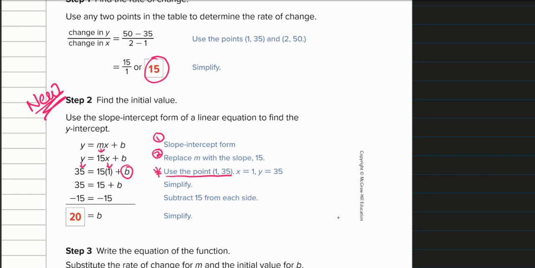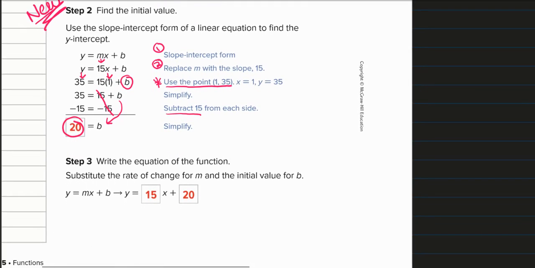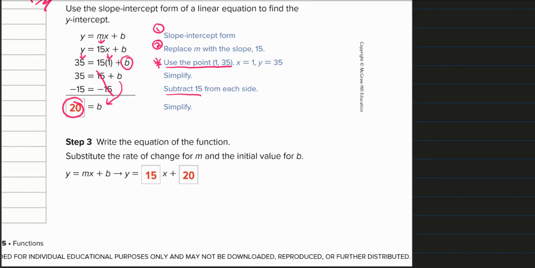And then we need to get b by itself. So to get b by itself, we're going to subtract 15 from each side. And we're going to end up with, well, this cancels out. We bring down the b. And then 35 minus 15 gives us that 20. So now we know our y-intercept is 20. We can plug it in. Y equals 15x plus 20.